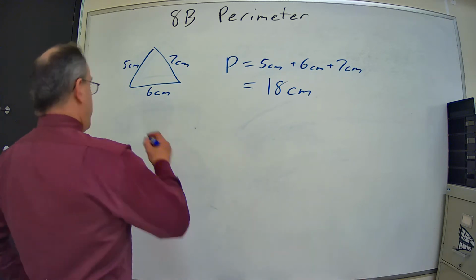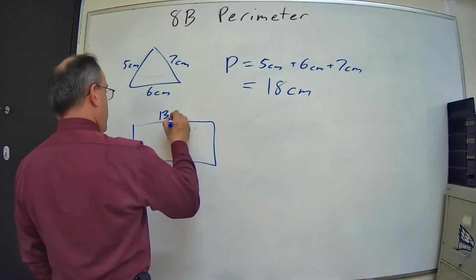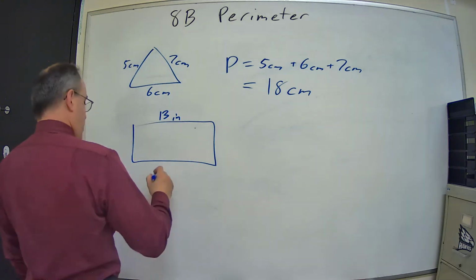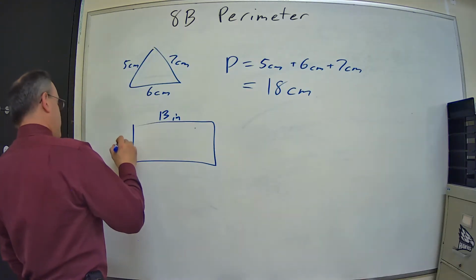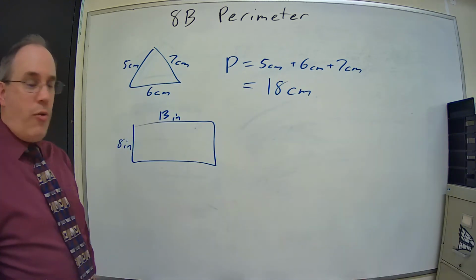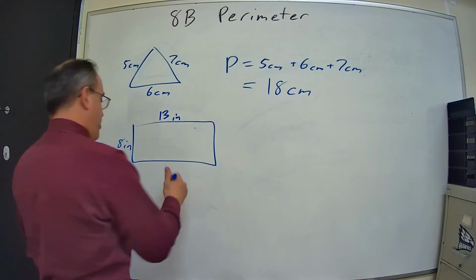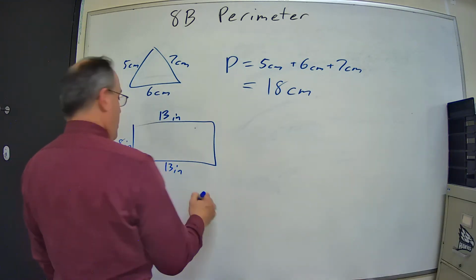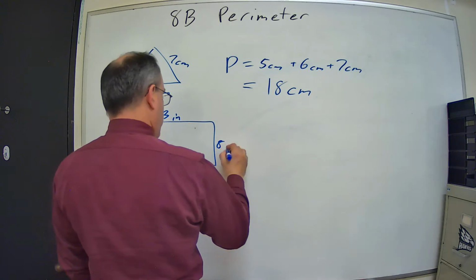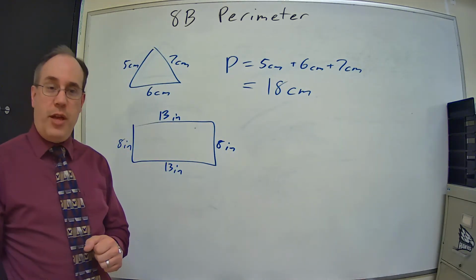Well, let's try a rectangle. Let's say I have a rectangle that is 13 inches by 8 inches. Now, given that information, we know that the length of this side is 13 inches, and that the length of this side is 8 inches. We know that because for a rectangle, opposite sides have the same length.